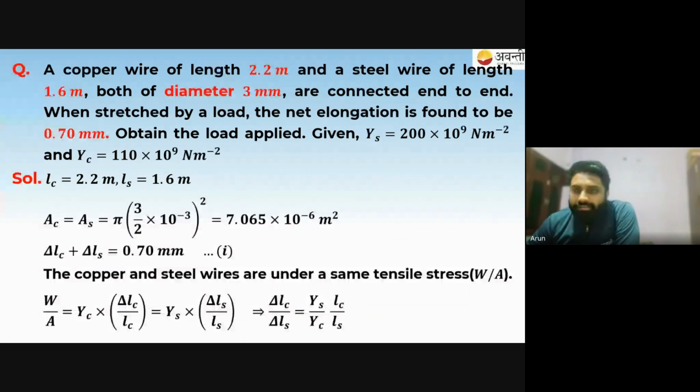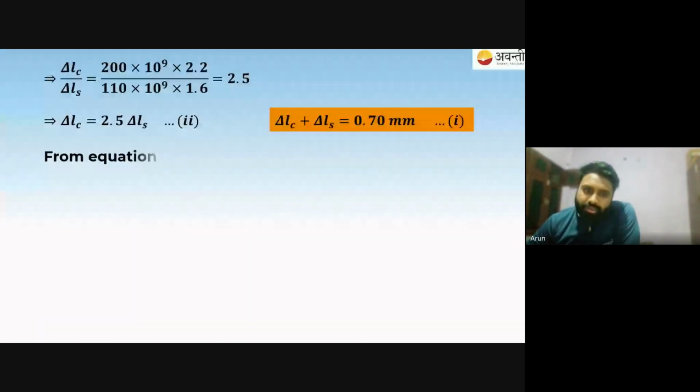Now, load upon area equals Y_C into delta L_C over L_C. We have used the formula for Young's modulus of elasticity, and for that we have got the ratio delta L_C by delta L_S equals Y_S over Y_C into L_C over L_S. Now, we have calculated this value, and it gives us that delta L_C, the deformation in copper, is 2.5 times that in steel.